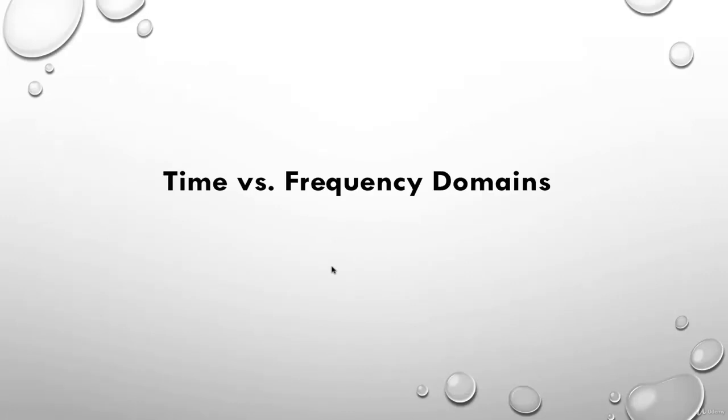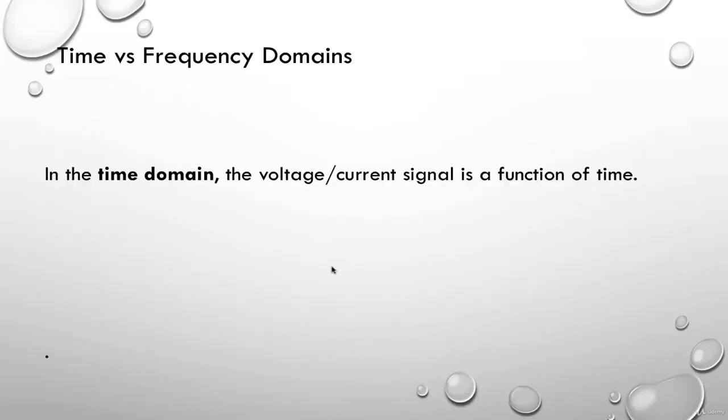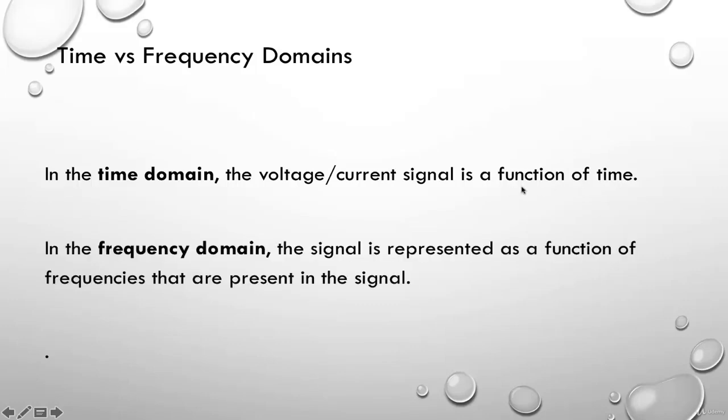Okay, time versus frequency domains. We saw some of this from the last video also, but in the time domain, our signal is based on voltage or current, and it's a function of time. So this is a function where the domain is time. But we talked about how we can convert that into an equivalent form, which is the frequency domain. That signal is represented as a function of the frequencies that are present in the signal.